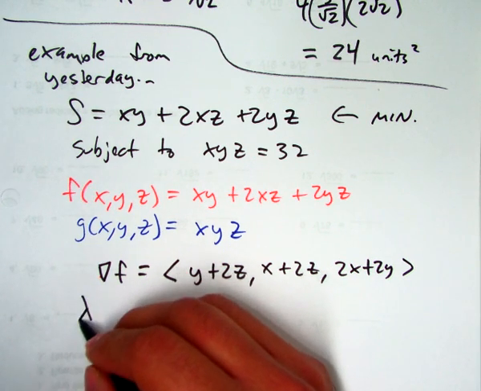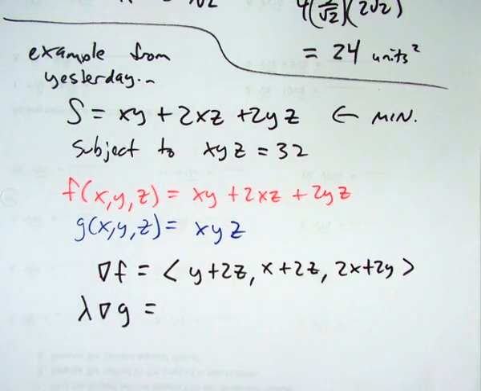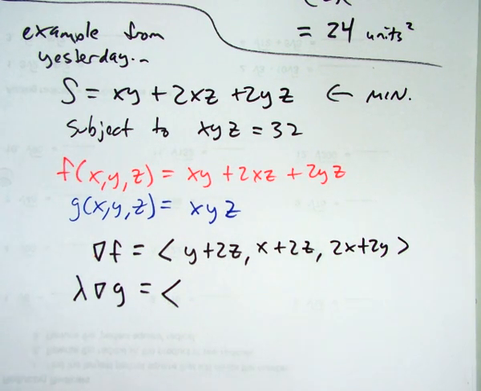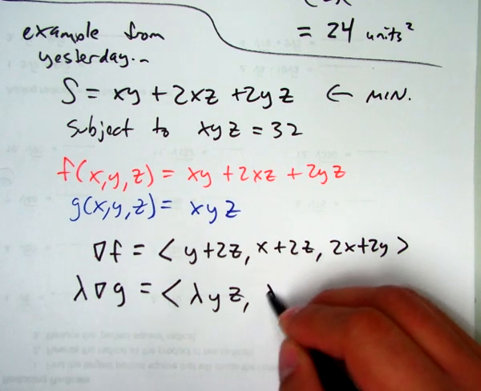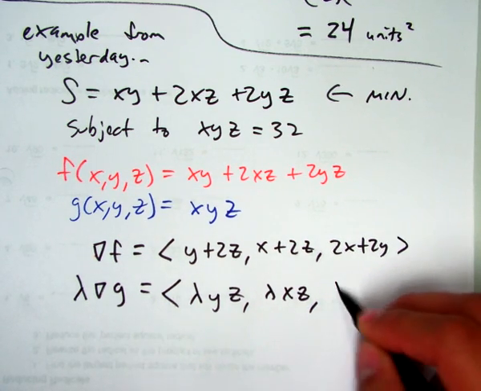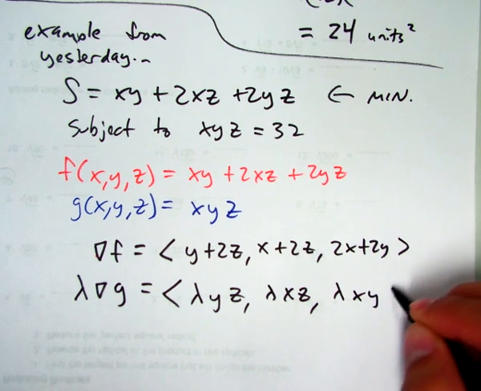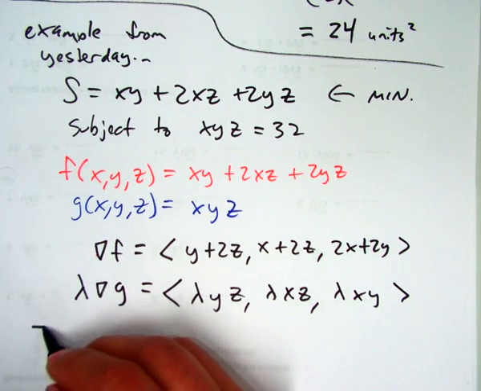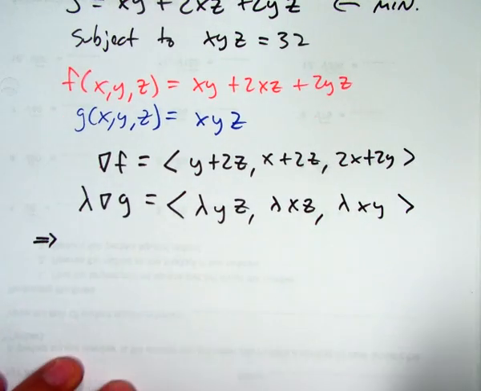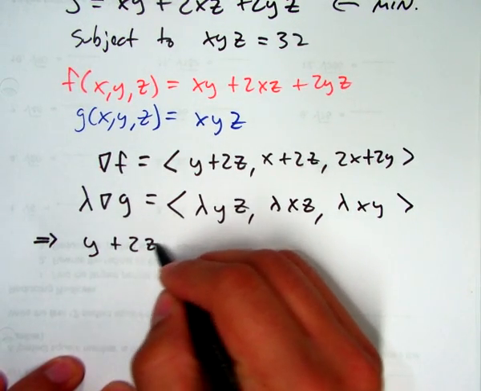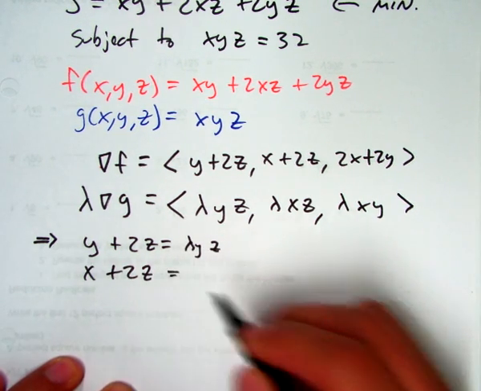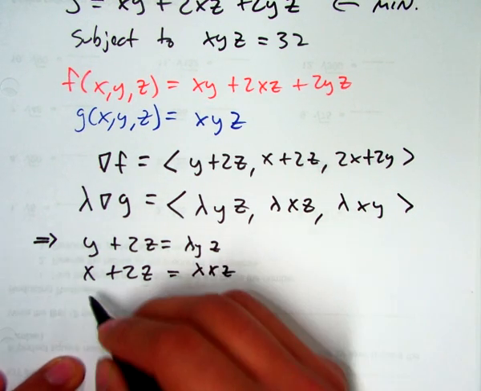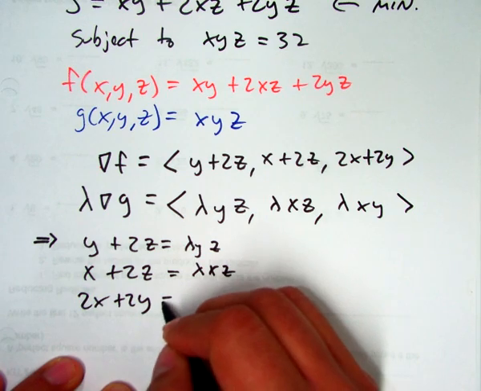And let's go ahead. I'll just write lambda gradient g, since that's what we need anyway. So the gradient of g, put a lambda in front of each component, we get lambda times yz, and then lambda times xz, and then lambda times xy. So here's our system. We get y plus 2z has to equal lambda yz. x plus 2z has to equal lambda xz. And then 2x plus 2y has to equal lambda xy.